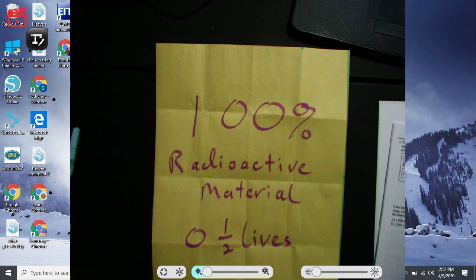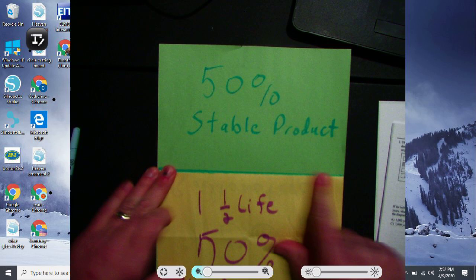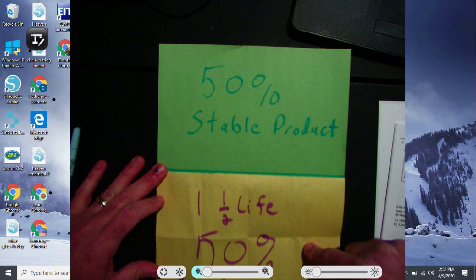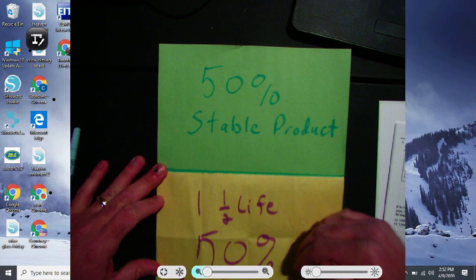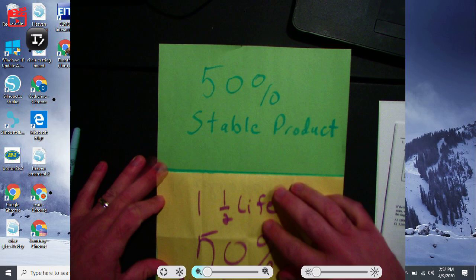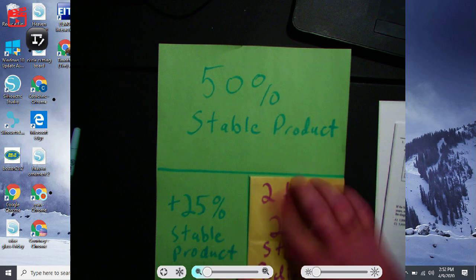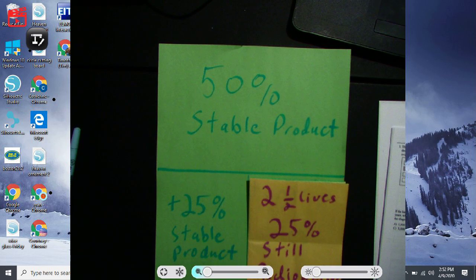So if we start that clock, time will go, and after 1 half-life, the ratio is 50% stable product, 50% still radioactive. Okay? And that's that idea of half-life. Half of the material has now decayed into a stable product. All right, now time continues. After the same amount of time that the first one took, the second one's going to take the same amount of time. And now we're going to be down to 2 half-lives. We have 75% of the material is stable and 25% is still radioactive.